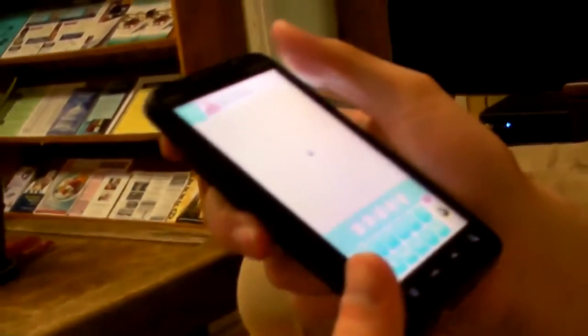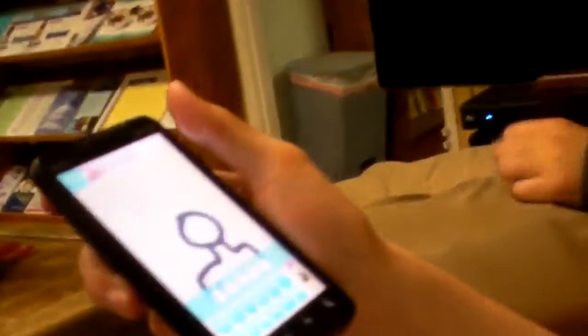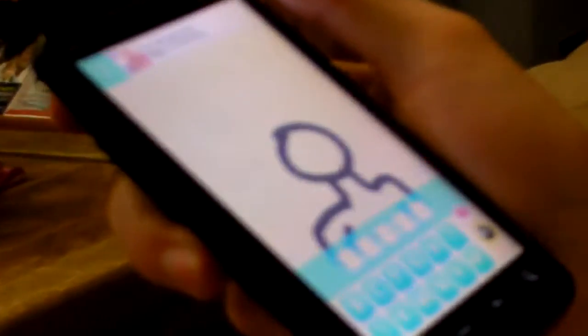No, I'm here to win. This is the first evil player in the world of Draw Something. Everyone's so nice, and look at this guy. I'm here to win. Win out my competition. Everyone's so nice on Draw Something.